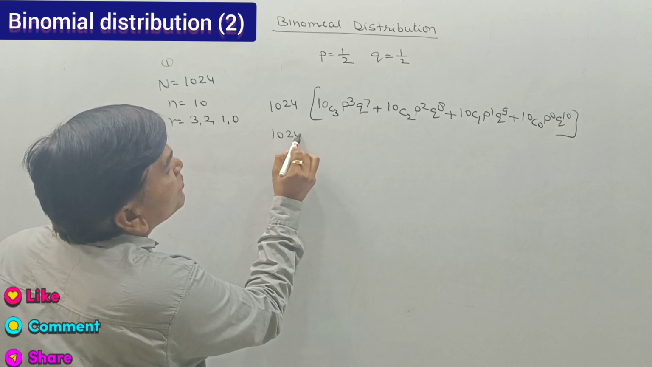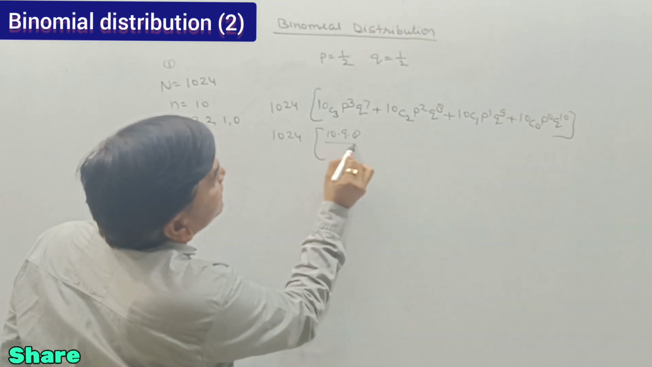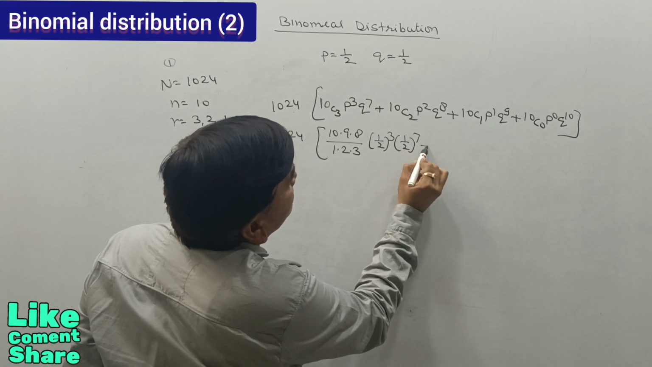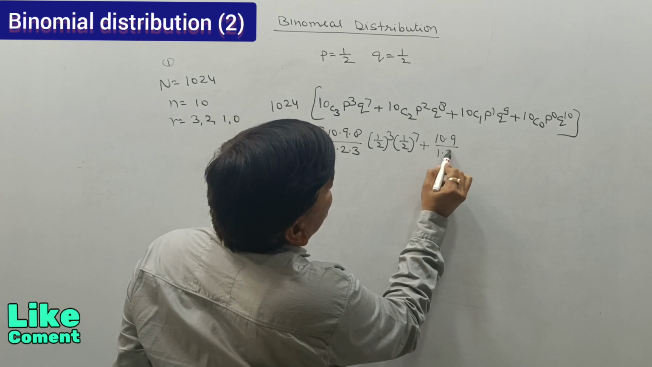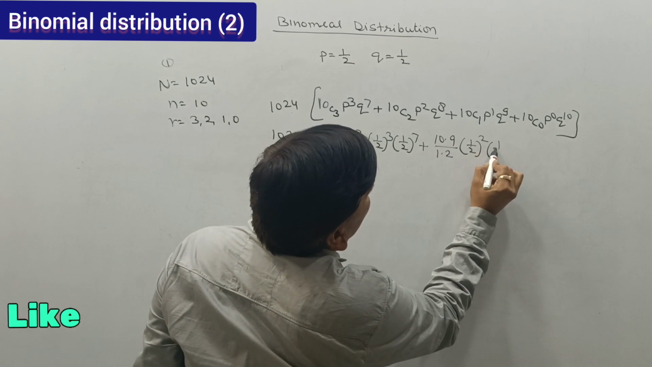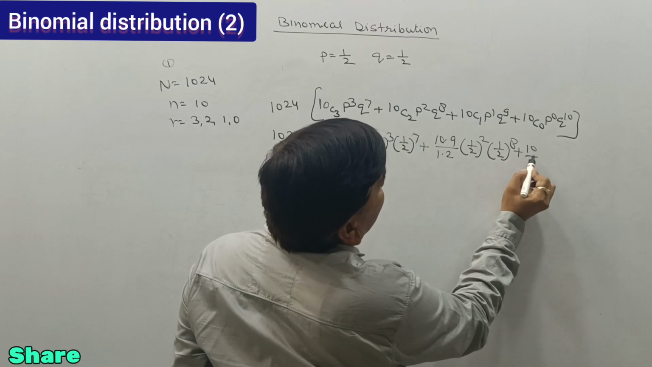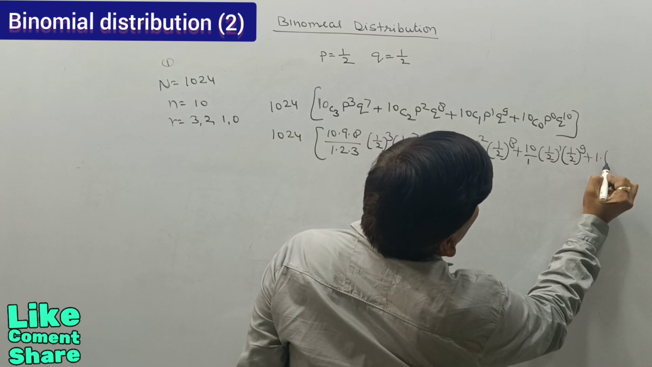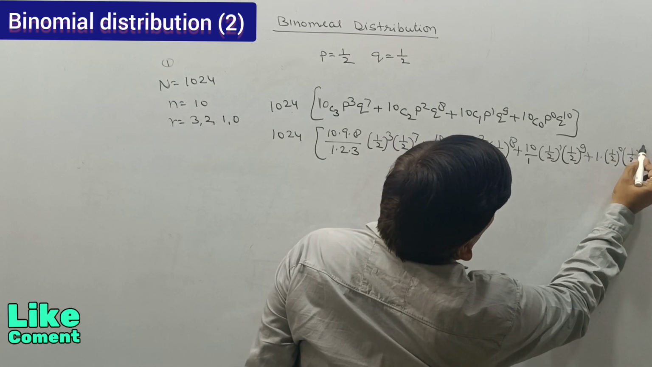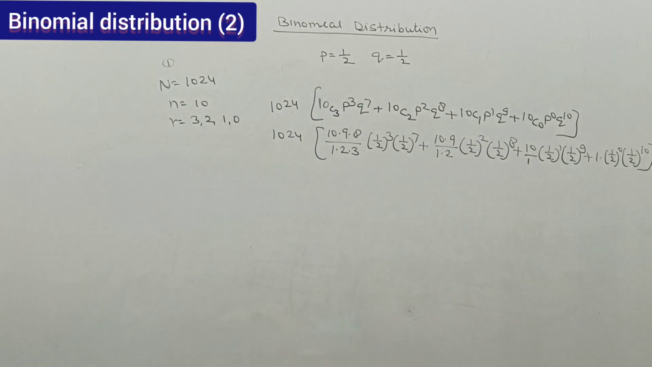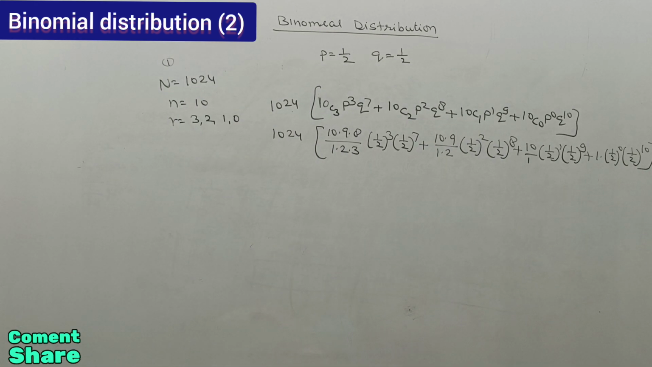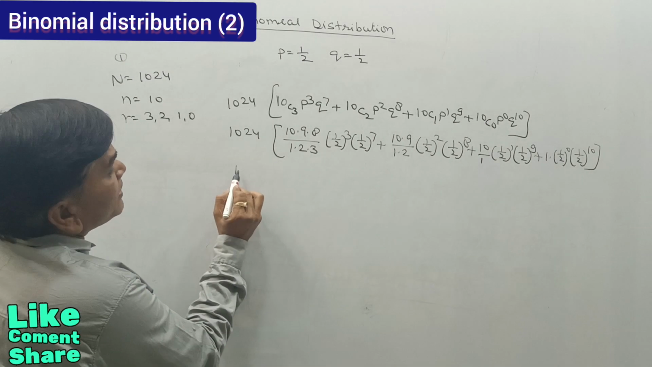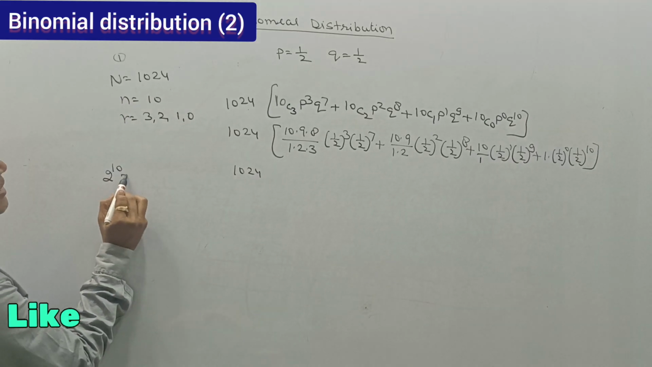So 1024 times: 10 multiply 9 multiply 8 upon 1 multiply 2 multiply 3, 1 by 2 raised to power 3, 1 by 2 raised to power 7; and 10 multiply 9 upon 1 multiply 2, 1 by 2 raised to power 2, 1 by 2 raised to power 8; then 10 upon 1, 1 by 2 raised to power 1, 1 by 2 raised to power 9; and 1 by 2 raised to power 0, 1 by 2 raised to power 10. Here 2 raised to power 10 is 1024.